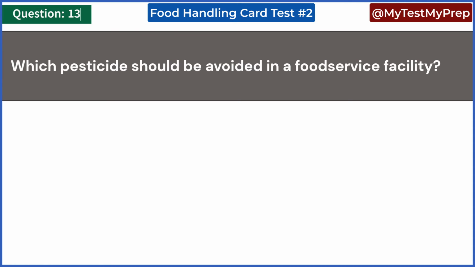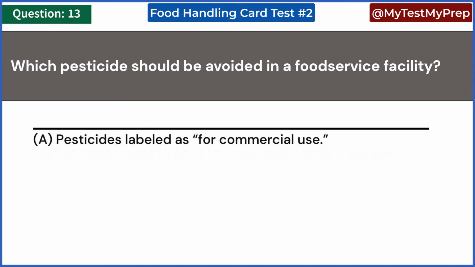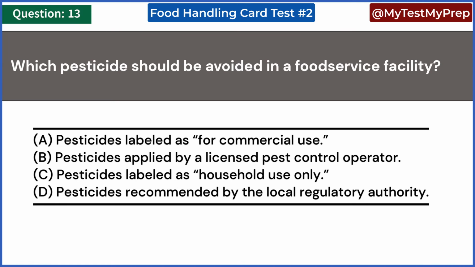Which pesticide should be avoided in a food service facility? A. Pesticides labeled as for commercial use. B. Pesticides applied by a licensed pest control operator. C. Pesticides labeled as household use only. D. Pesticides recommended by the local regulatory authority.